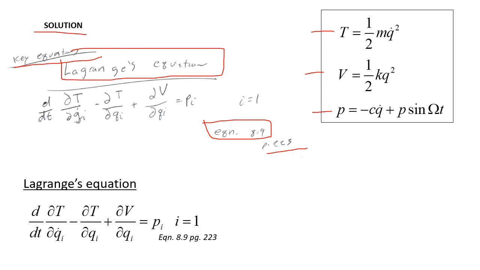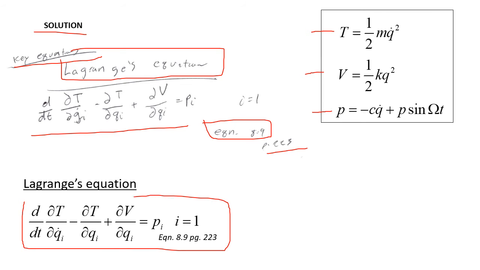I've written it out here by hand, and I've also typed it out at the bottom, a little neater and easier to follow. For Lagrange's equation, we have d over dt of the partial of T with respect to q dot sub i, minus the partial of T with respect to q sub i, plus the partial of V with respect to q sub i, equal to P sub i, where i is equal to 1. Again, this is from equation 8.9 on page 223.